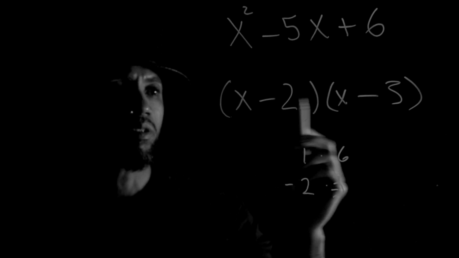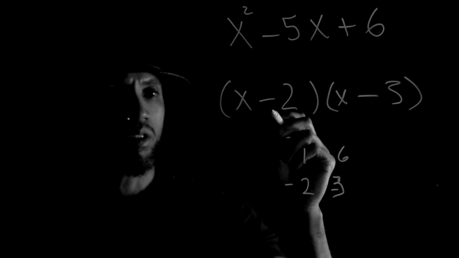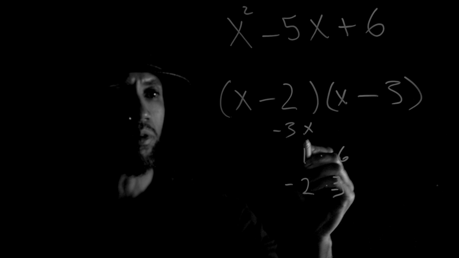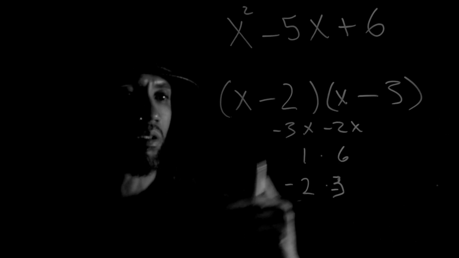Let's check it out. x times x is x squared. x times negative 3 is negative 3x. Negative, let's hold your thought there, okay? Negative 2 times x is negative 2x.